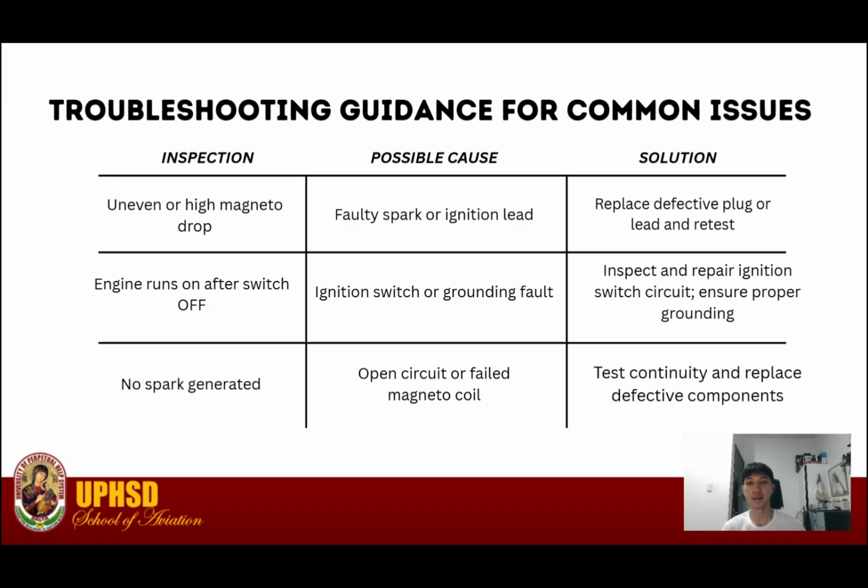Then, finally, when there is no spark at all, the most common causes are an open circuit or a failed magneto coil. The recommended solution is to perform continuity checks on the ignition circuit and replace any failed components. In summary, knowing the symptoms and understanding their likely causes allows technicians to diagnose the problems quickly and accurately, ensuring safe and reliable engine operation.